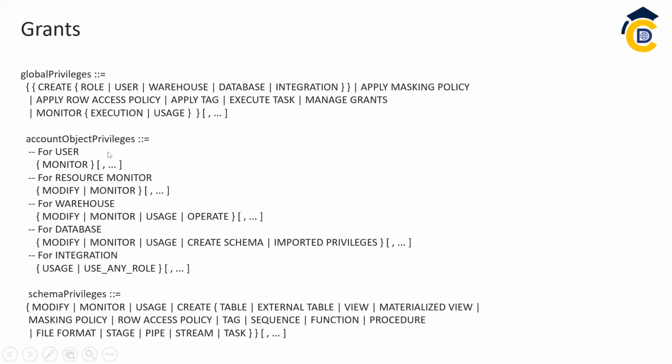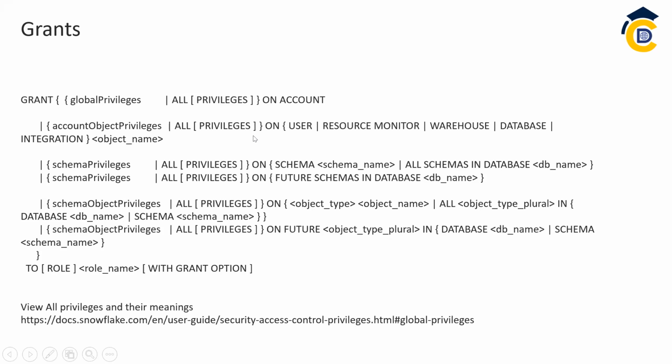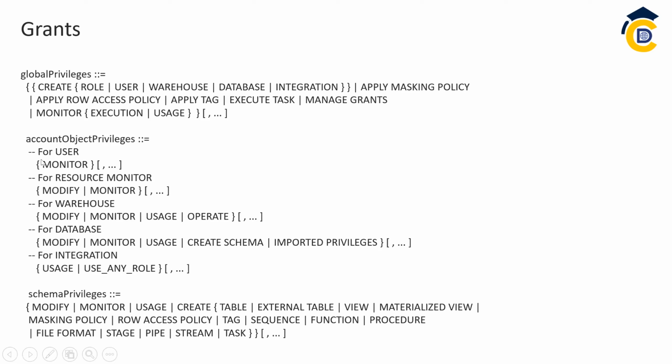At the account object privileges, means at the user level or resource monitor level or warehouse level, database level, what are the privileges that you can give on that particular level? So for user, it is monitor and so on. Then for warehouse, it is modify, monitor, usage, operate, and so on. Okay, so this is the way to understand the syntax.